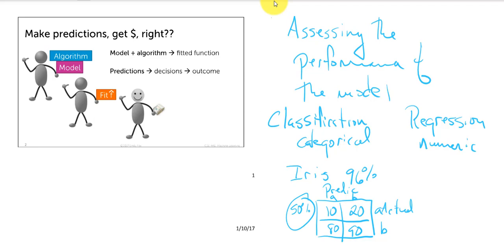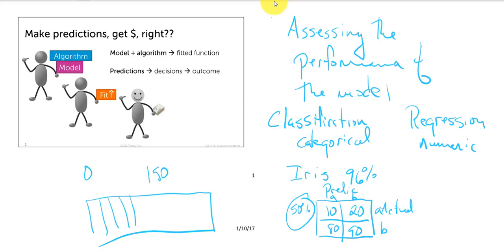But when we're talking about regression, it doesn't make sense anymore, because what would we do? Let's suppose we were predicting a stock price. The stock price, let's say, is anywhere between $0 and $150. The predicted price could be 0, could be 1, could be 2, could be 3, all the way up to 150, and then we'd also have to have 150 rows.